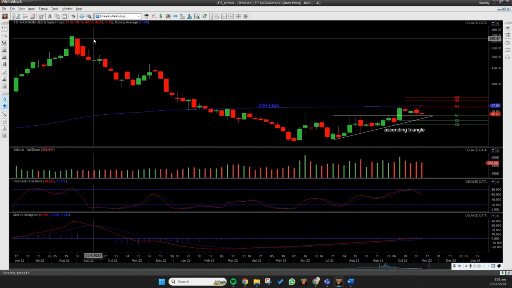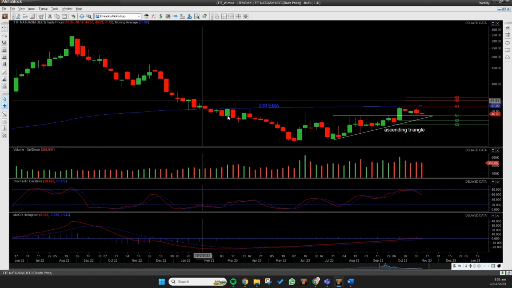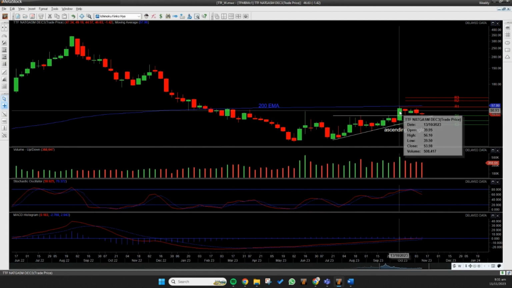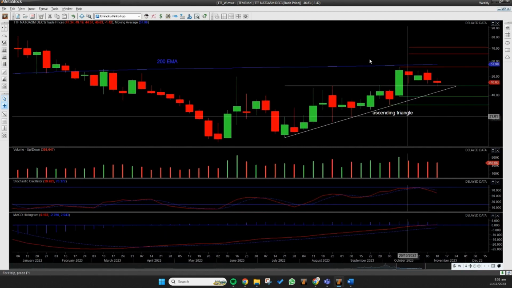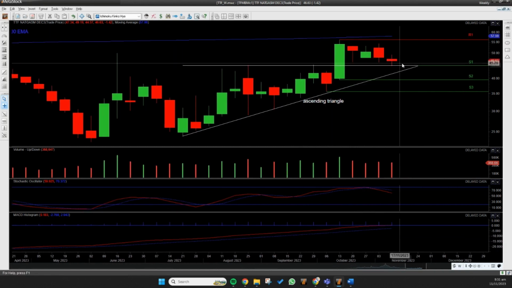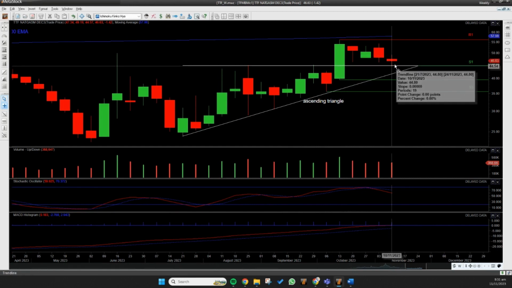So I'm just zooming out and we see, yep, of course, since 2022, we've been moving lower, and of course, we've had this ascending triangle resolved in mid October, and now we are hitting support at this ascending triangle, which previously offered resistance. Now it's offering support.